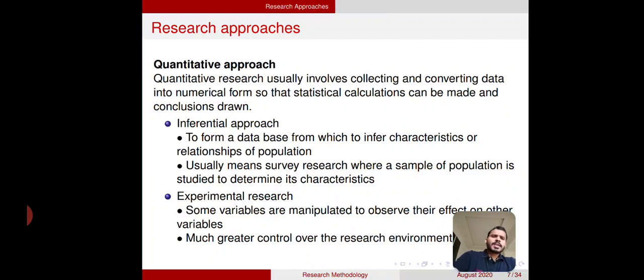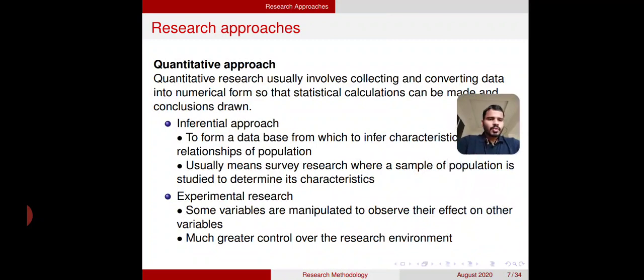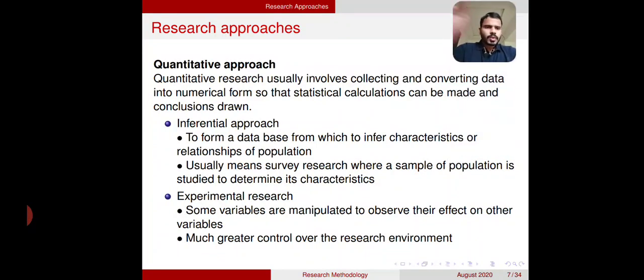The second type of quantitative approach is experimental research. We all know what is meant by an experiment. We are creating an environment in the laboratory or somewhere. We manipulate some variables to observe their effect on other variables. We have dependent variables and independent variables. So how does the dependent variable change while changing the independent variable?